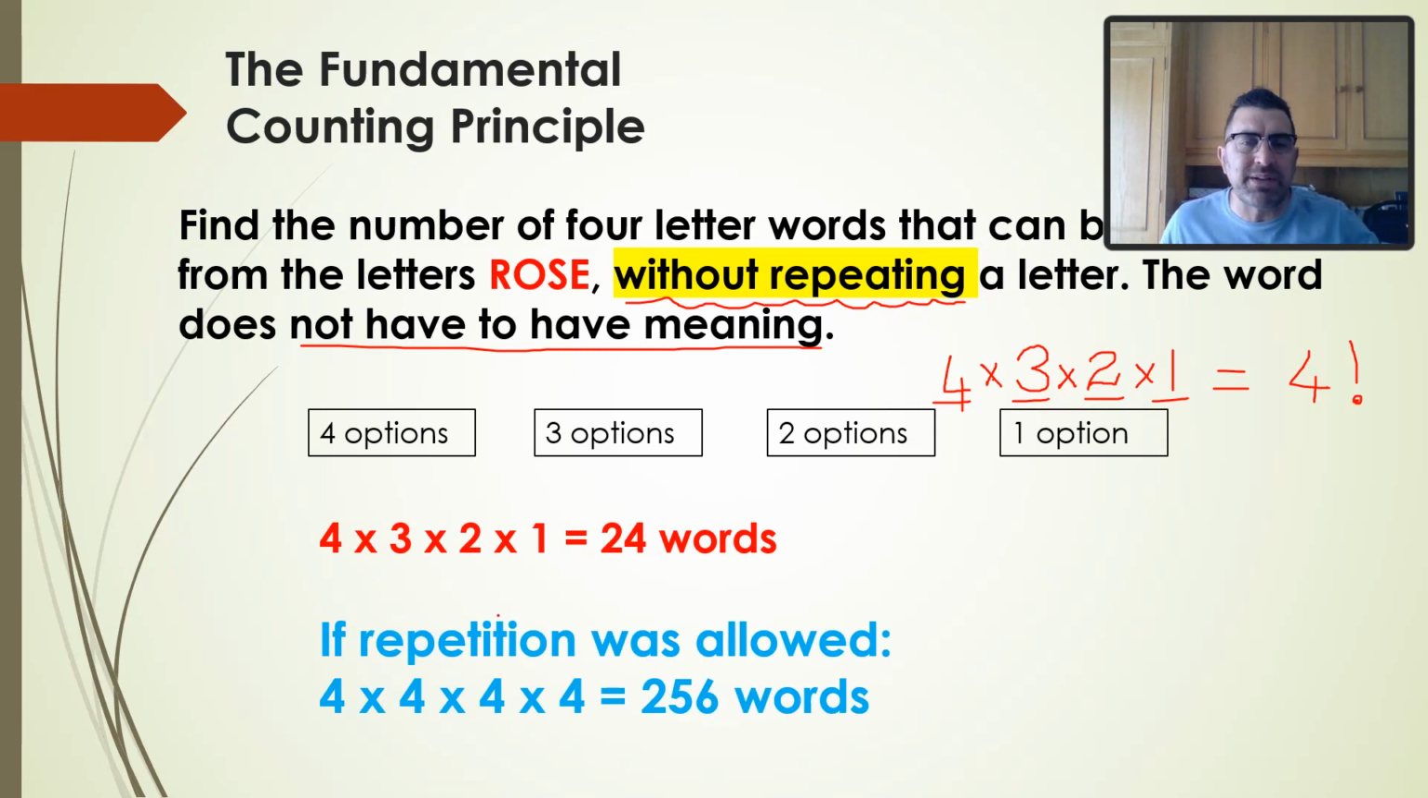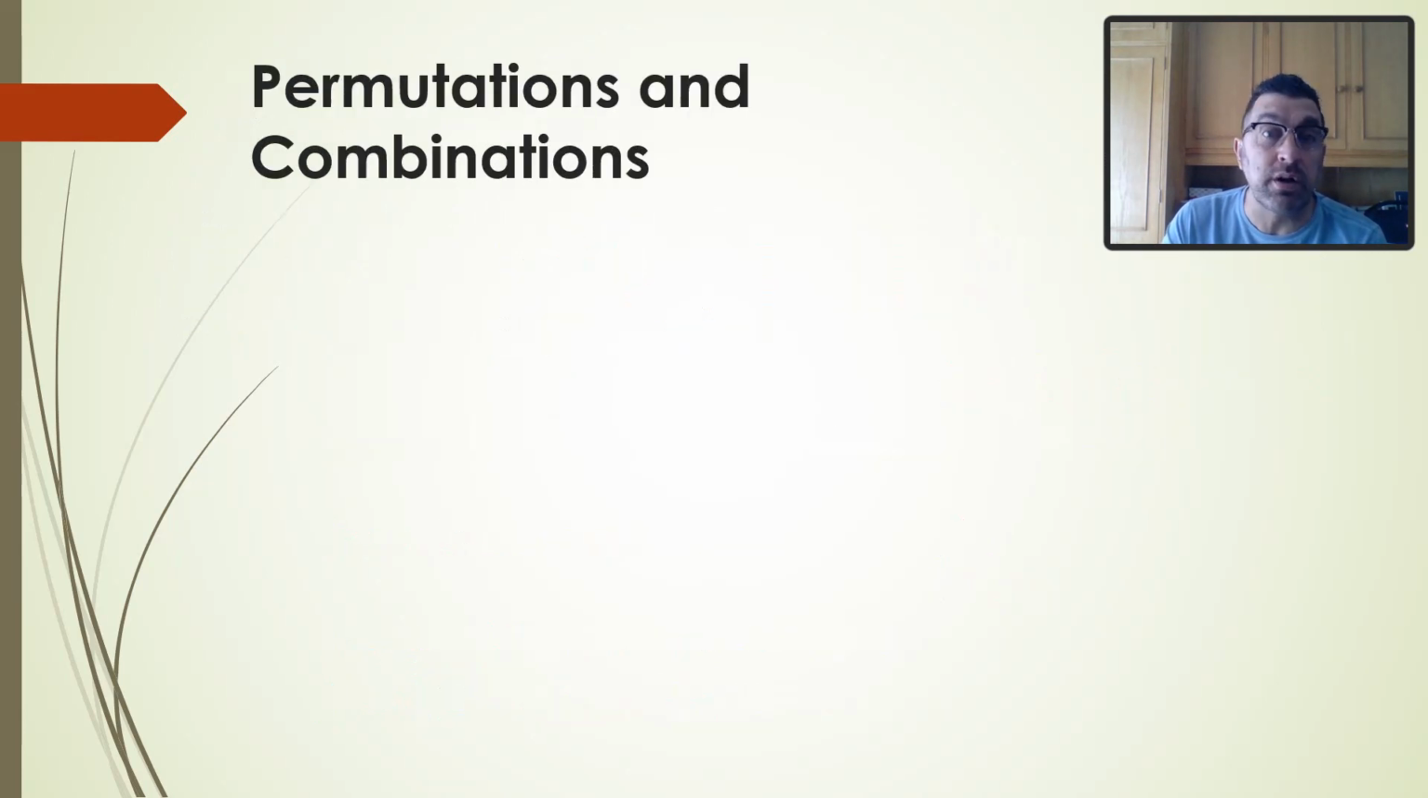Now, if repetition was allowed, then we had 4 options for the first letter, 4 for the second, 4 for the third, and 4 for the fourth. So our result would be 4 to the power of 4, which is 256 words that can be made by rearranging those letters in such a way where you can repeat. Now again, you can see it's a huge difference when we allow for repeat and when we don't.